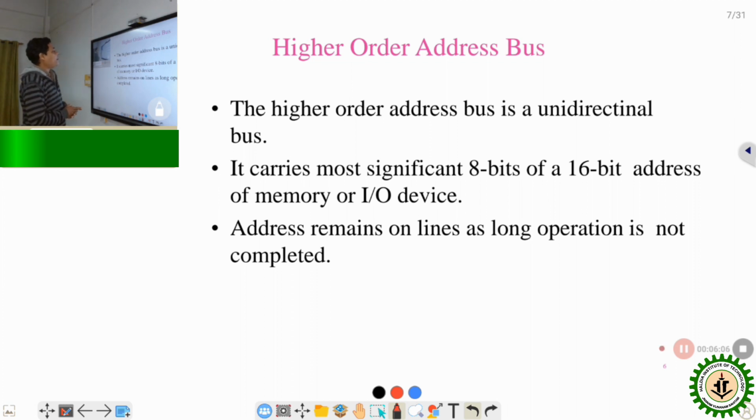So A8 to A15 carries the most significant 8 bits of a 16-bit address of the memory or IO device, and the address remains on the line as long as the operation is not completed. Throughout the cycle of fetching the data or accessing the memory element, the higher order 8 bits will remain present on the A8 to A15 lines.